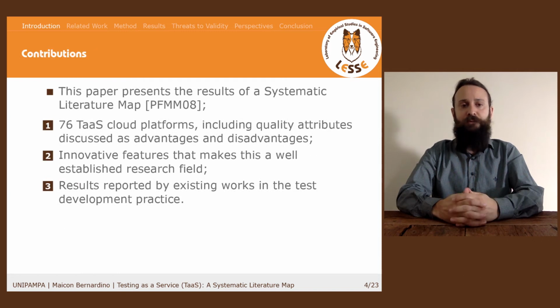Our contributions. This paper presents the results of a systematic literature map. Our contribution is threefold. First, an analysis of 76 TaaS cloud platforms, including quality attributes discussed as advantages and disadvantages. Second, an analysis of their innovative features that make this a well-established research field. Third, an analysis of the results reported by existing works in the test development practice.